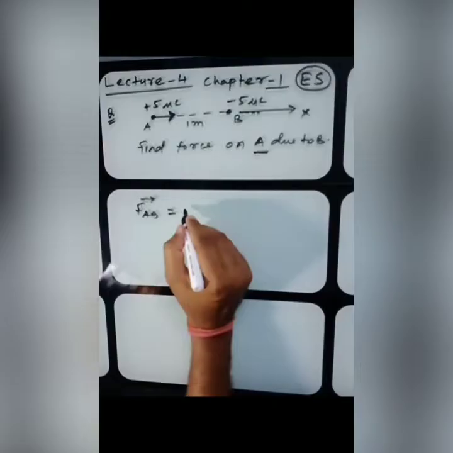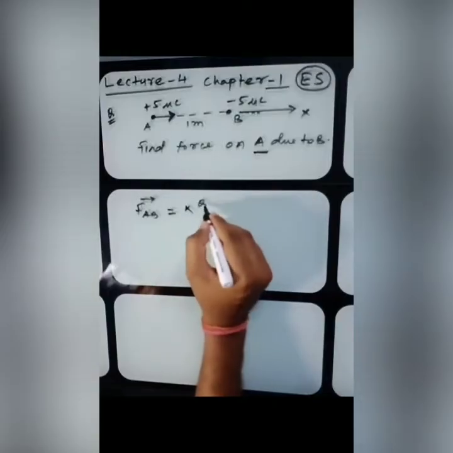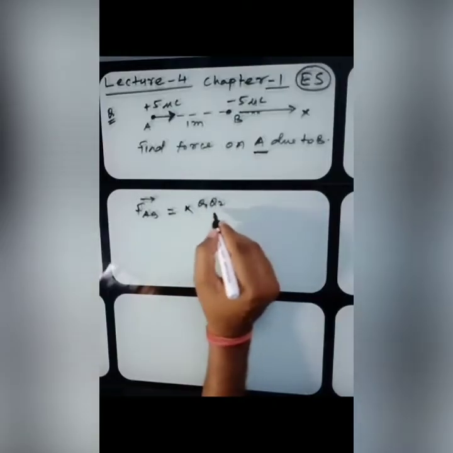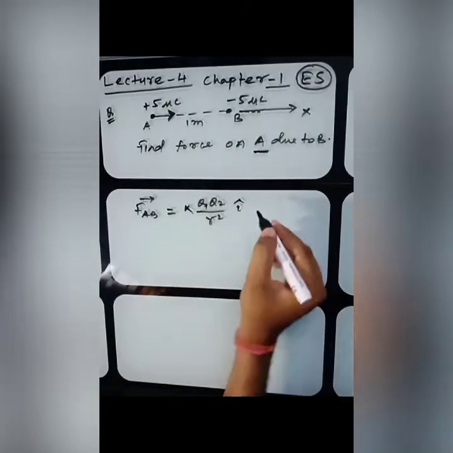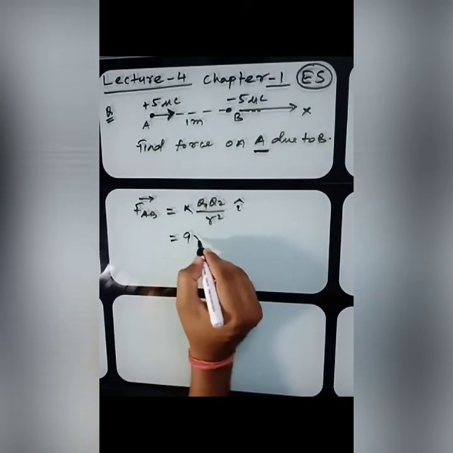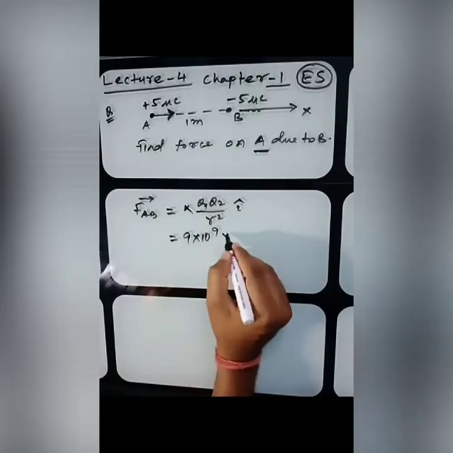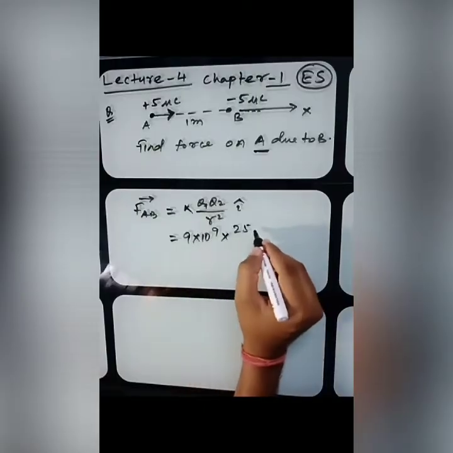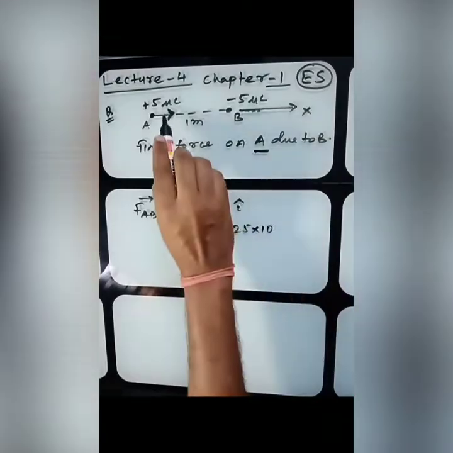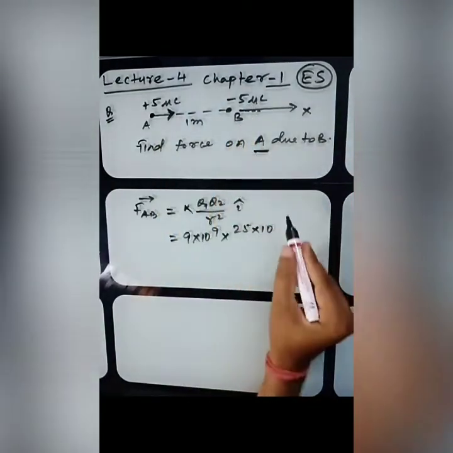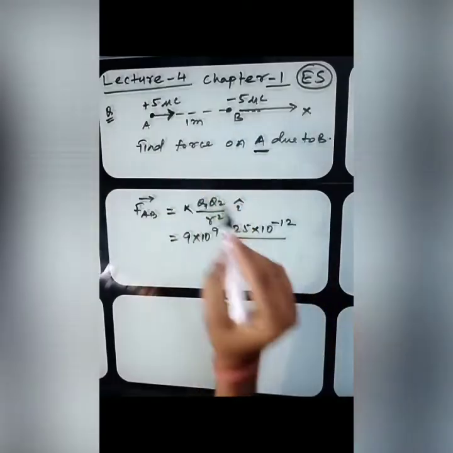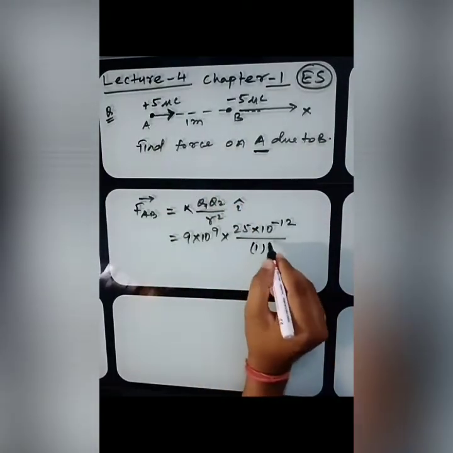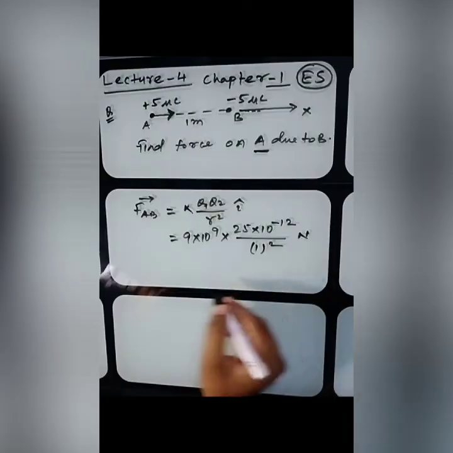Now the magnitude will be K Q1 Q2 divided by R square and the direction will be I cap. Hope you understand. K is 9 times 10 to the power 9. Q1 Q2 is 25 times 10 to the power minus 6 and 10 to the power minus 6, that is 10 to the power minus 12, divided by R square. How much is it? It is 1 meter square, in Newton.